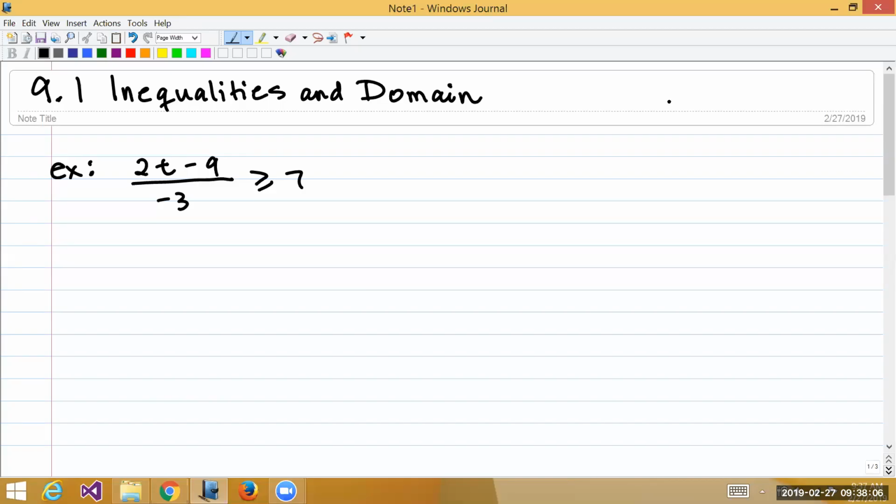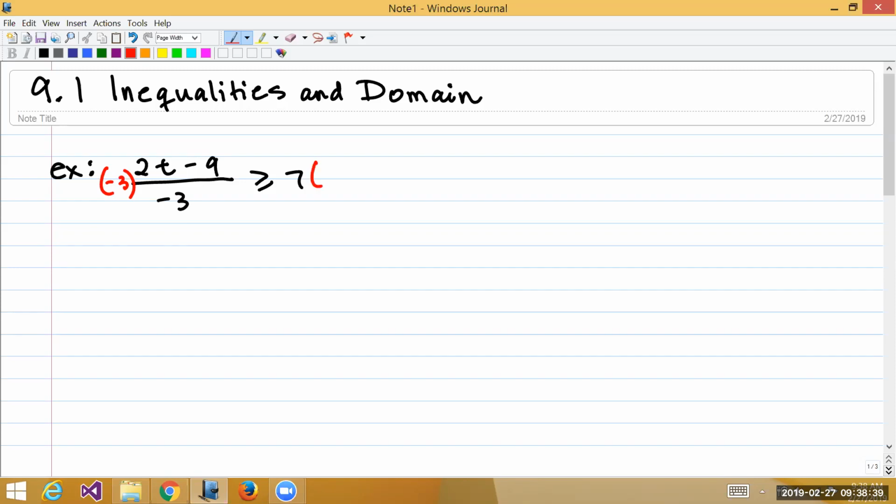9.1 Inequalities and Domain. Let's go ahead and solve this inequality, and we'll write the solution in set builder notation. We'll graph it on a number line and write it in interval notation. In order to solve this inequality, we want to isolate the t. To do that, we have to start undoing all the operations. First, this whole expression is being divided by -3, so we need to multiply both sides by -3.